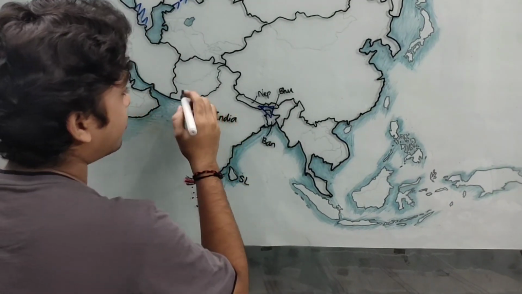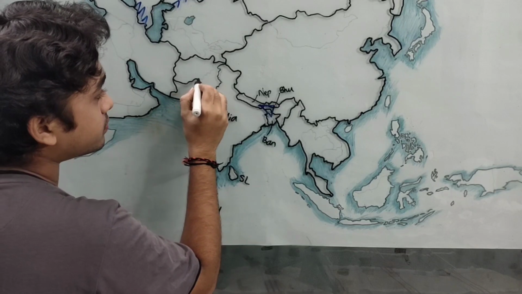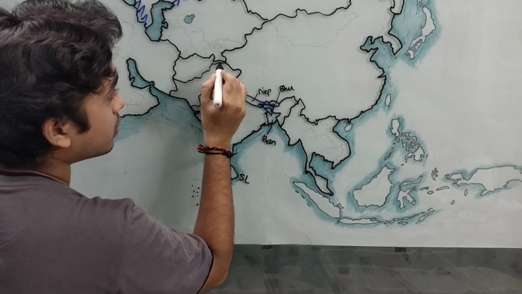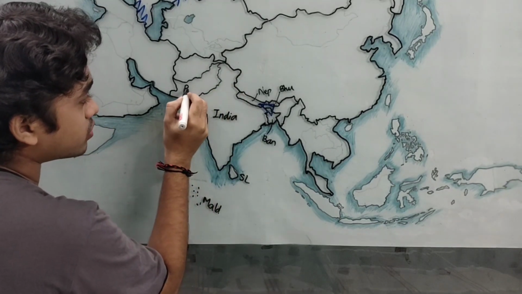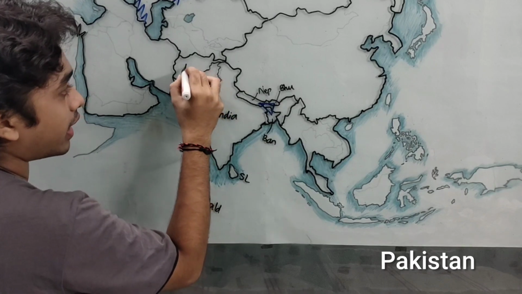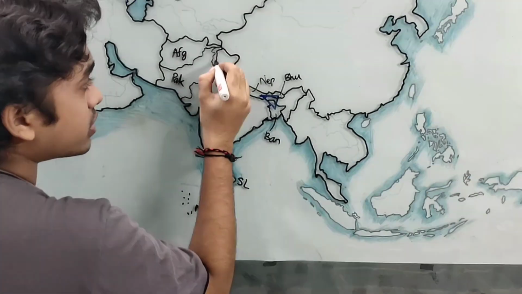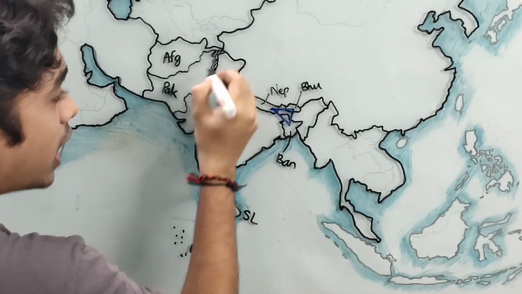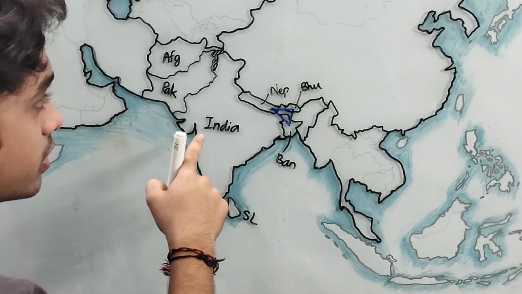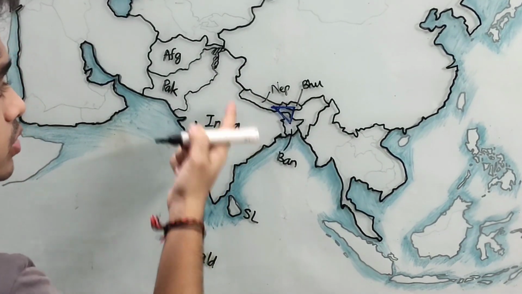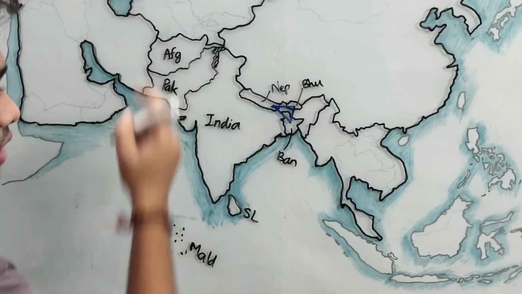Then we have Pakistan here, and then Afghanistan. So this is Pakistan, and this is Afghanistan. Note that this region is known as Pak occupied Kashmir, and it is a controversial region. In reality, India does not have a boundary with Afghanistan.